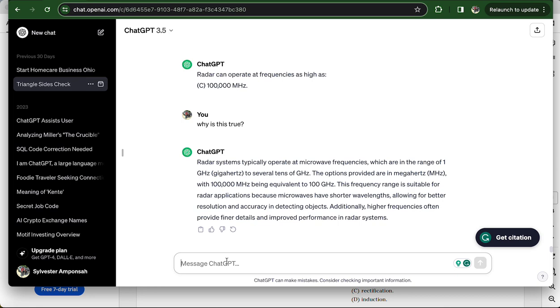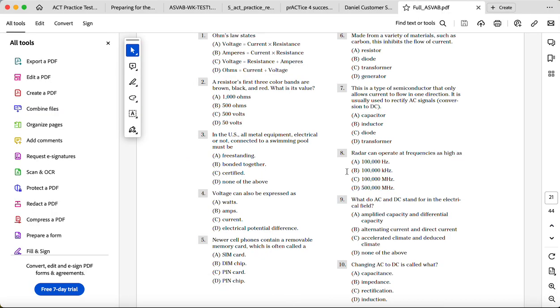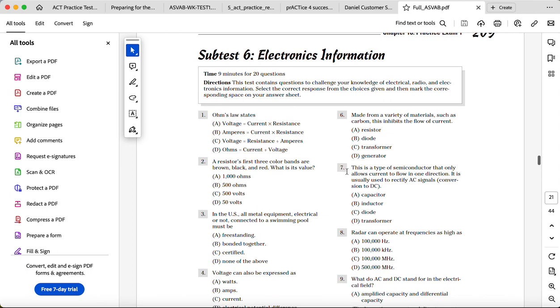So you see how this goes a bit more in depth. If you're maybe drawing a blank on any of these questions and you don't know why the answer is the answer, you can ask ChatGPT to explain why that answer is the correct answer, right? And this is not only true for the electronics information section.